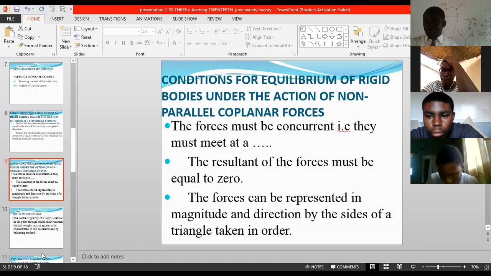So we're solving questions using point 3. Point 3 is talking about what? The triangle of forces or Lami's theorem.